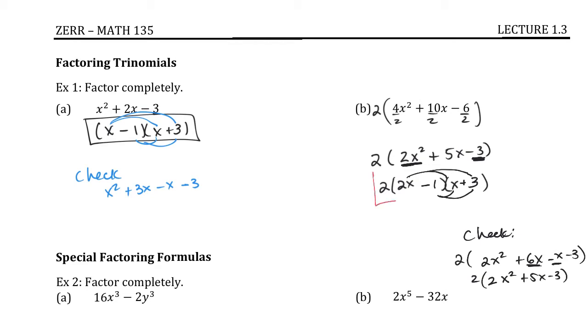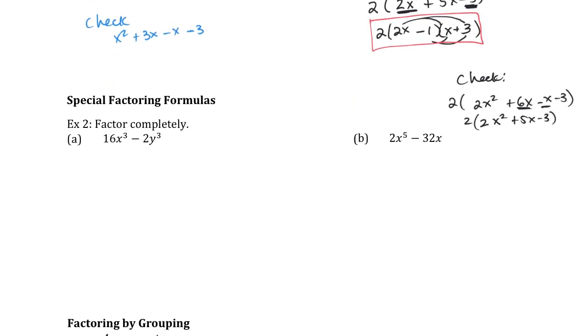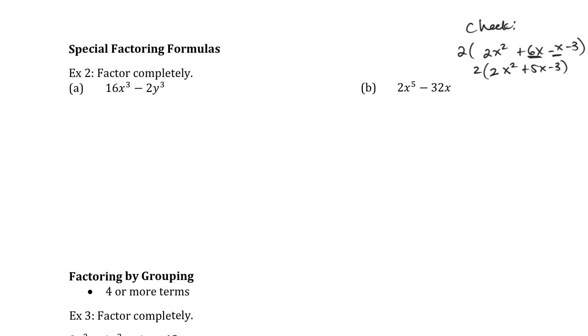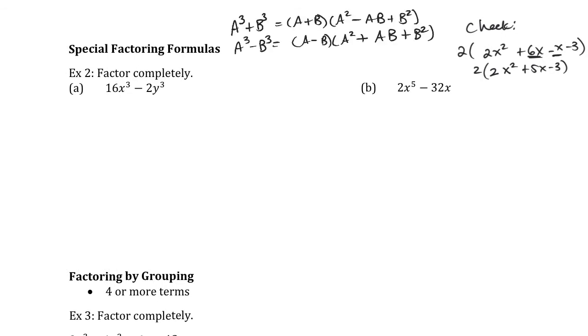The answer is this multiplication problem. Okay, let's do a few. There's also the special formulas for factoring cubes. Okay, so let's look at these. I'm noticing everything's even here, so factoring out my 2, that means what I'm really doing there is dividing both terms by that 2. So I'd get 8x cubed minus y cubed.